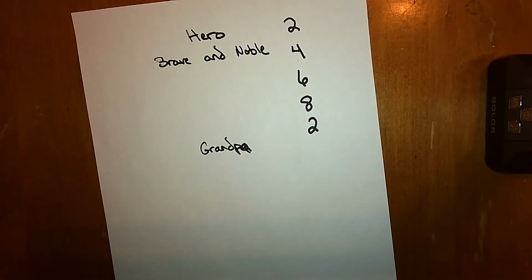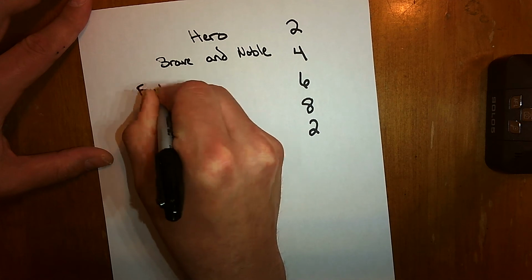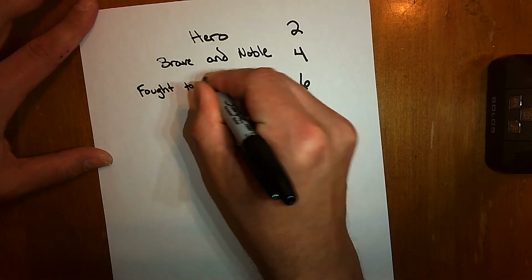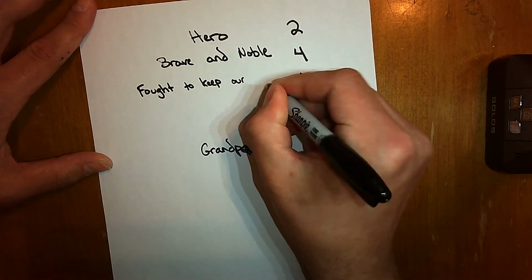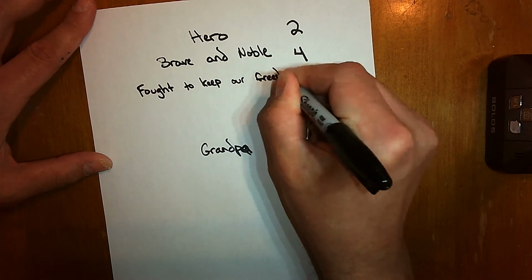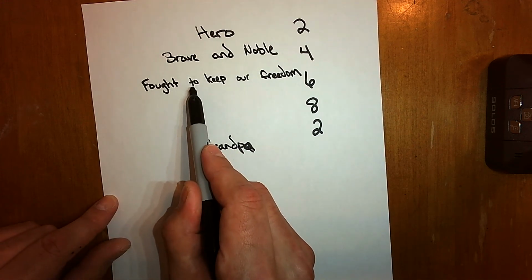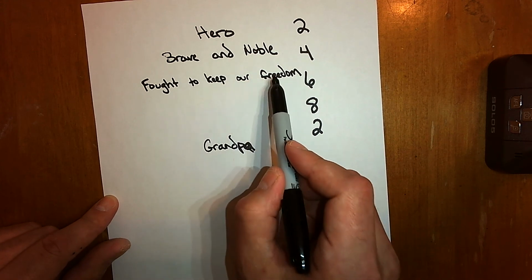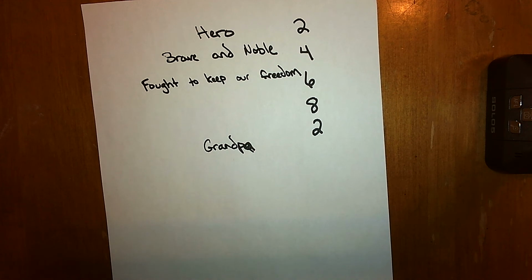And that's 4 syllables. Now for line 3, this is kind of my action line. And something that he did was he fought, because he fought in World War II. So fought to keep our freedom. Now let's count my syllables. Is it 6? Fought is 1, to is 2, keep 3, 4 with our, and 5, 6, because freedom is 2 syllables. So fought to keep our freedom. And that's my action. That is something he did.